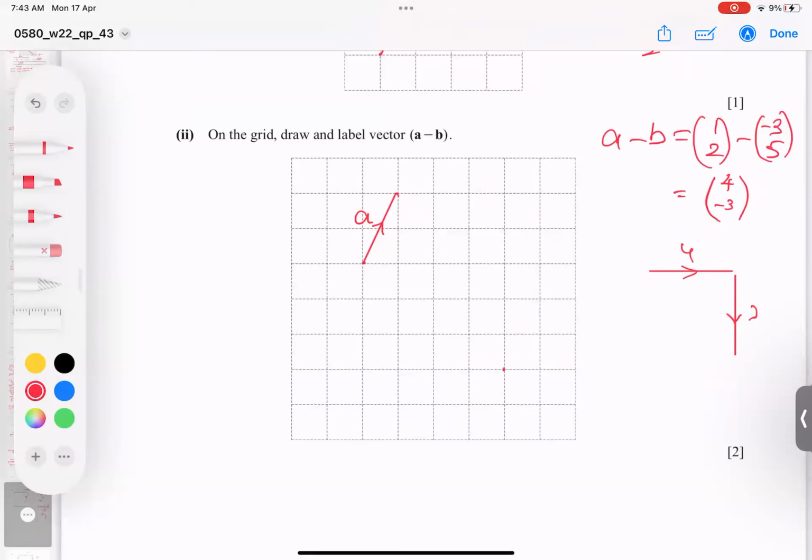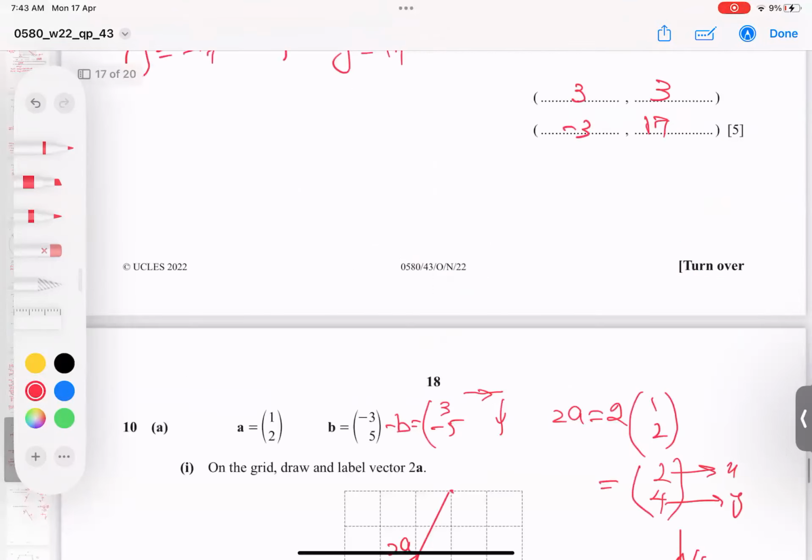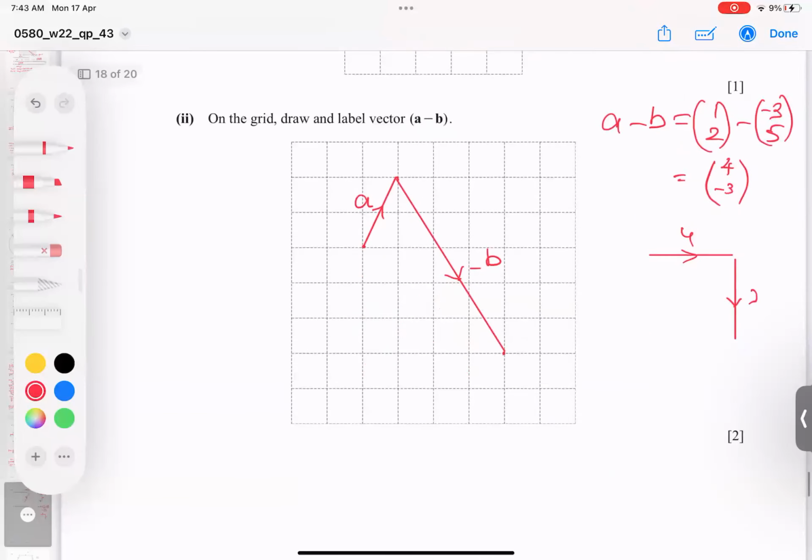This is, sorry, this is negative B. Let me recheck. Yeah. And where is that answer of ours, our target? This is A minus B, what I was looking for.